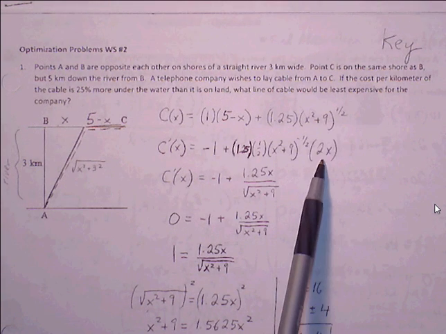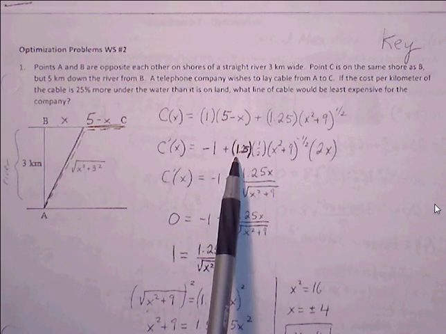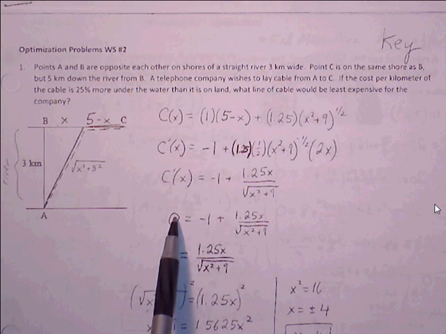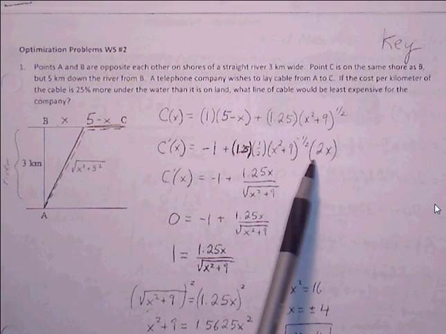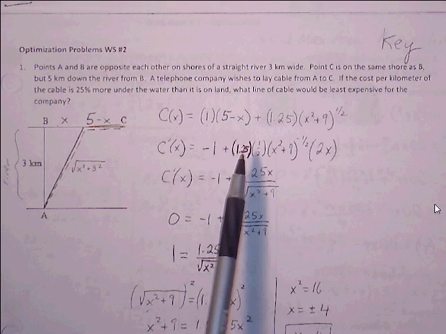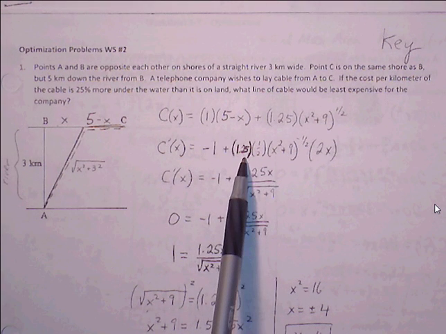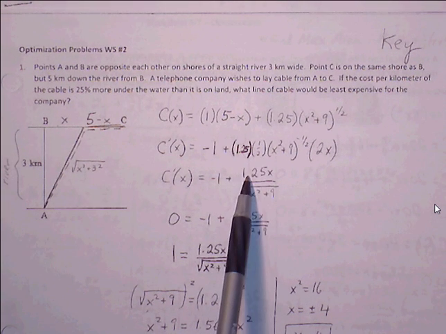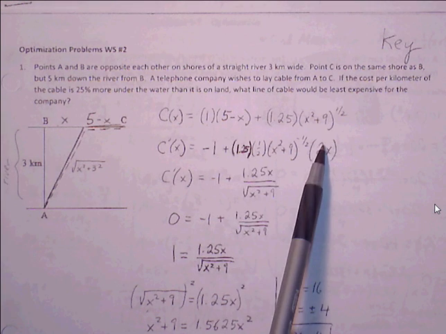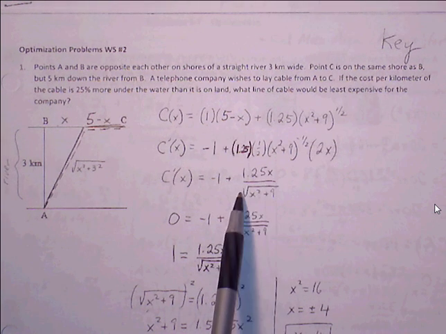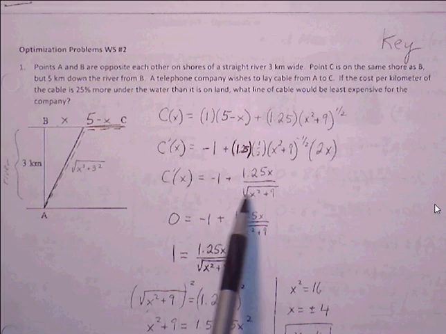9 goes to 0. So now we have our derivative equation. We set it equal to 0. And then we can also try and clean this up as much as possible here. The 1.25 goes up top. The 2 and 1/2 cancel out. X goes up top. Square root of x squared plus 9 goes in the denominator.